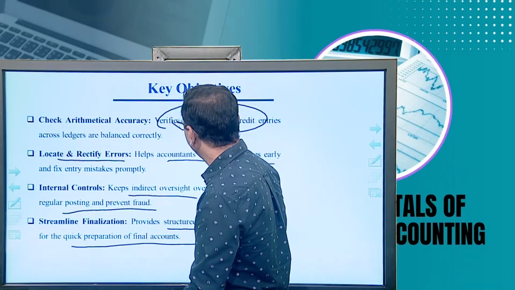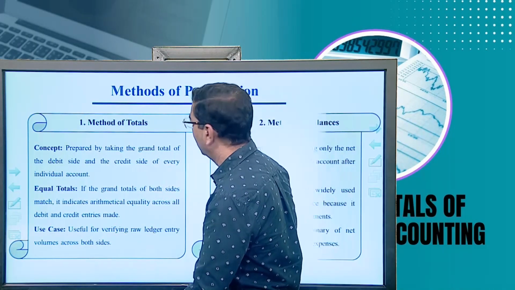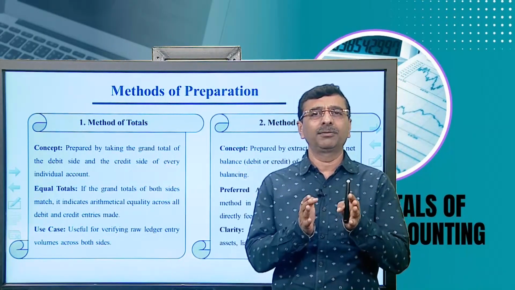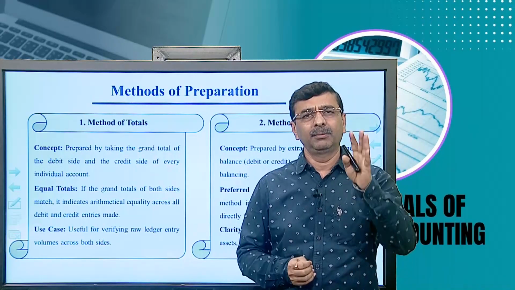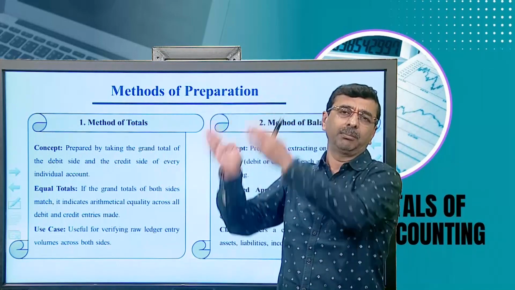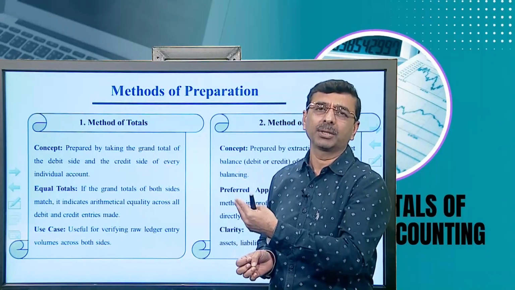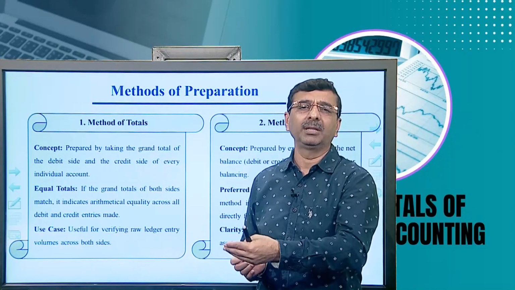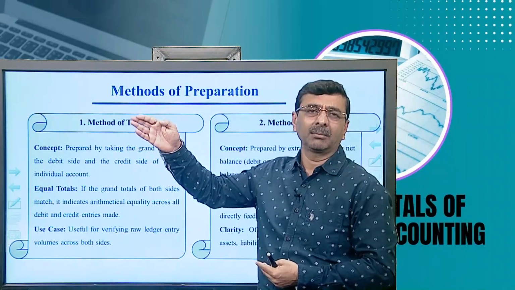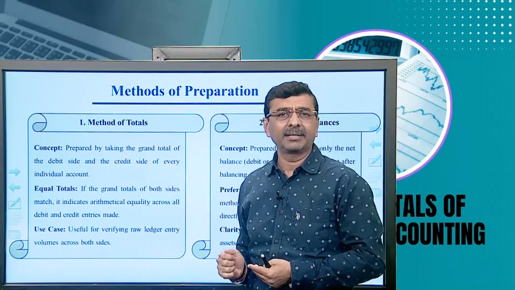Then the next point is methods of preparation. There are two methods to prepare this trial balance. The first is, at the end of the ledger posting, from the ledger book you write the totals of debit and credit both into the trial balance. Like, suppose Manoj account is showing a debit total of 15,000 and a credit total of 18,000, both will be written down in the trial balance, in front of Manoj account, debit side 15,000 and credit side 18,000.